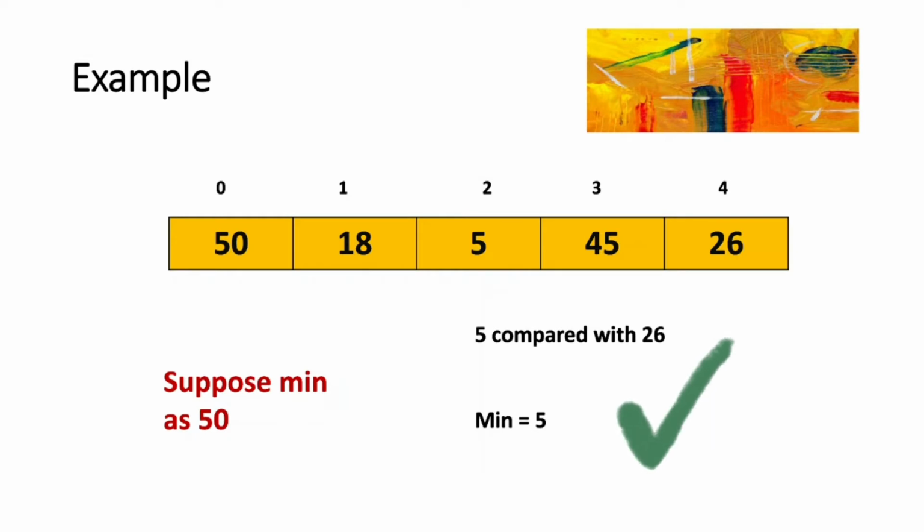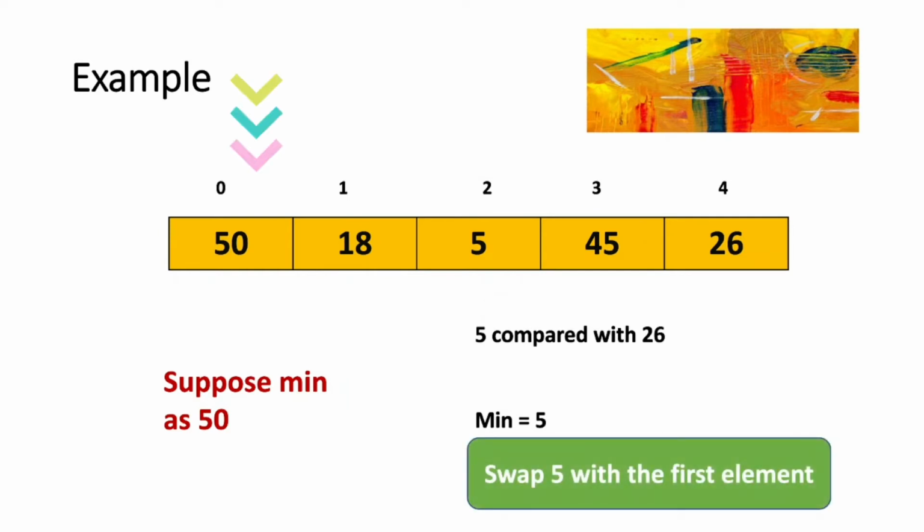So through this particular comparison, or I should say by this iteration, I concluded that 5 is the minimum element of my list. Now if I want to sort my list in the ascending order, the position of 5 should be the first index. So what is the element on the first index? That is 50. Swap 50 with 5. So you have to swap it with the first element, 50. And you can see that now 5 is at its correct position.